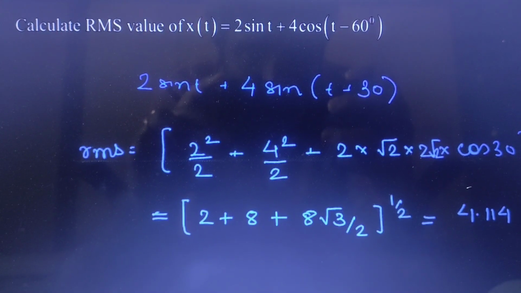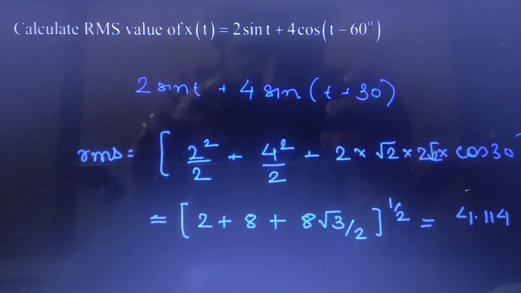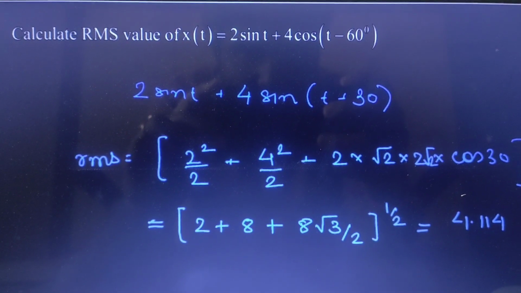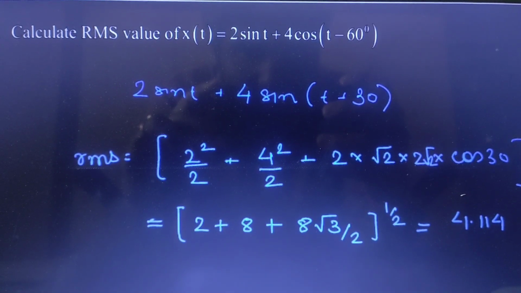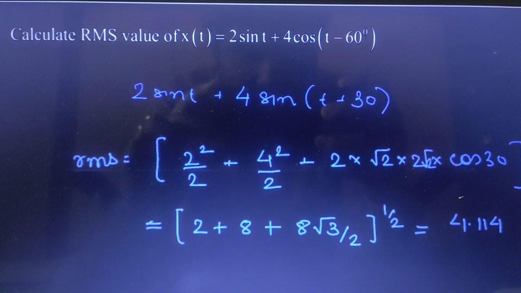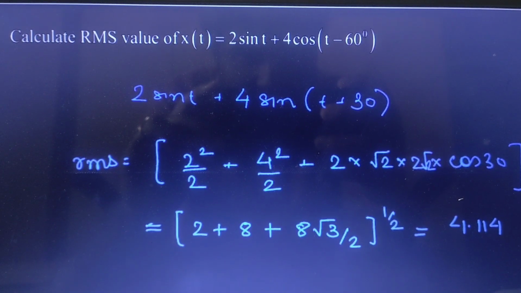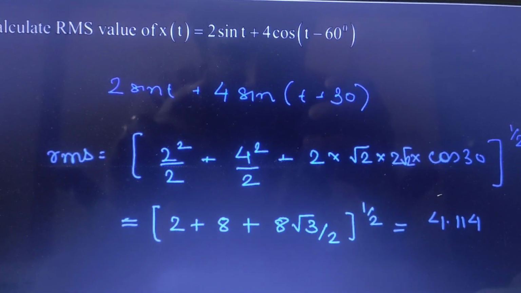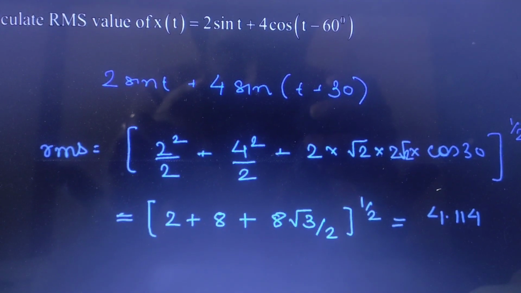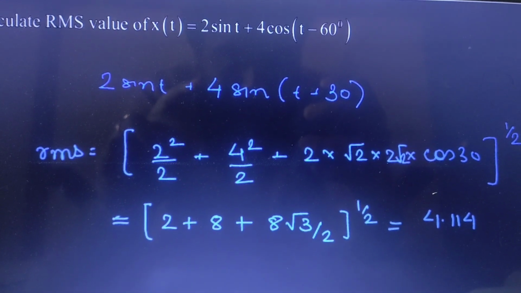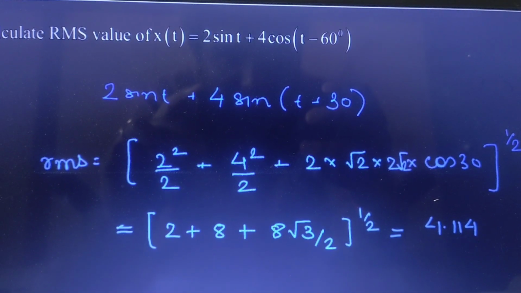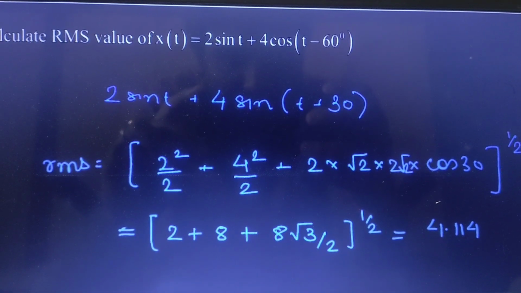To calculate the RMS value of 2 sin t plus 4 cos t minus 60. So to convert cos to sin, add 90 degrees. You will get 2 sin t plus 4 sin t plus 30. Usually we make mistakes by expanding sin t plus 30 using the sin a plus b formula, sin a cos b plus cos a sin b.